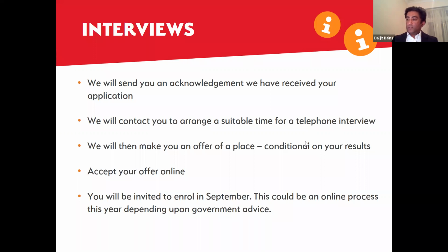Once you've done your telephone interview, you'll be verbally told whether you've been given an offer, and it's a conditional offer, based on meeting the entry requirements. That is just to confirm to you over the phone, once you've finished the conversation, that you have an offer. We will write to you in an email to confirm the offer, and then you have an opportunity to go online and accept your offer.